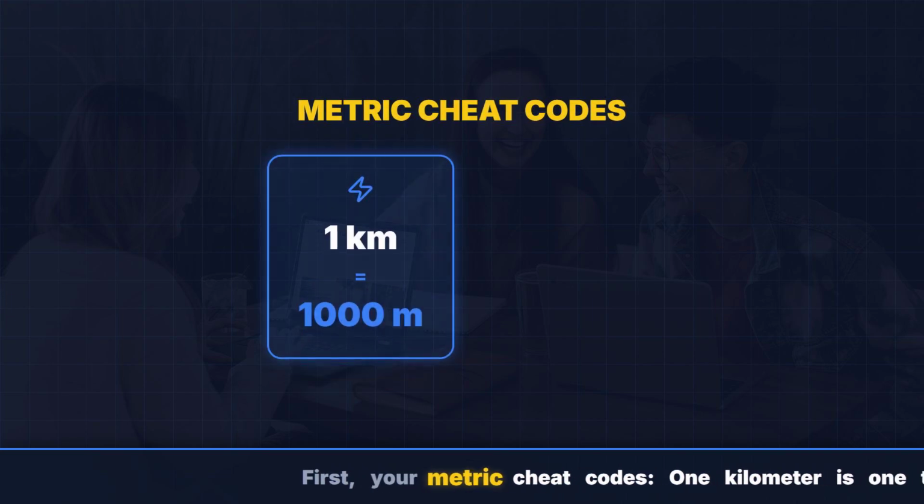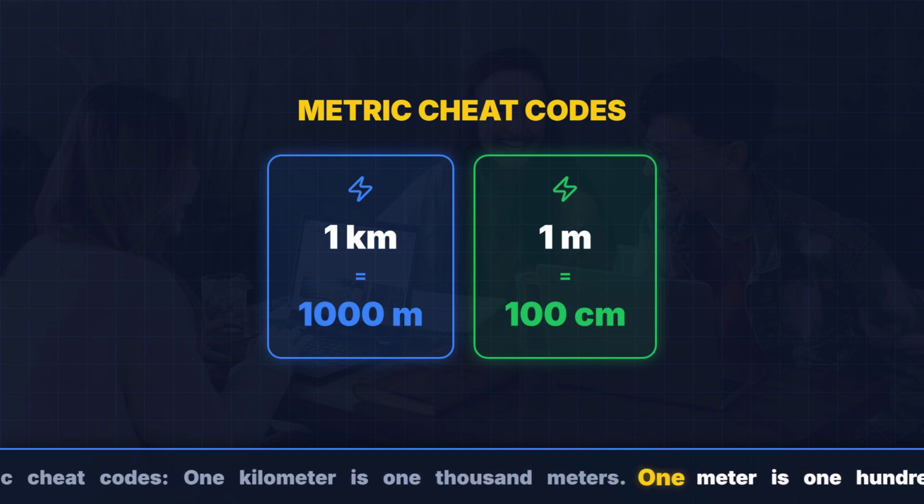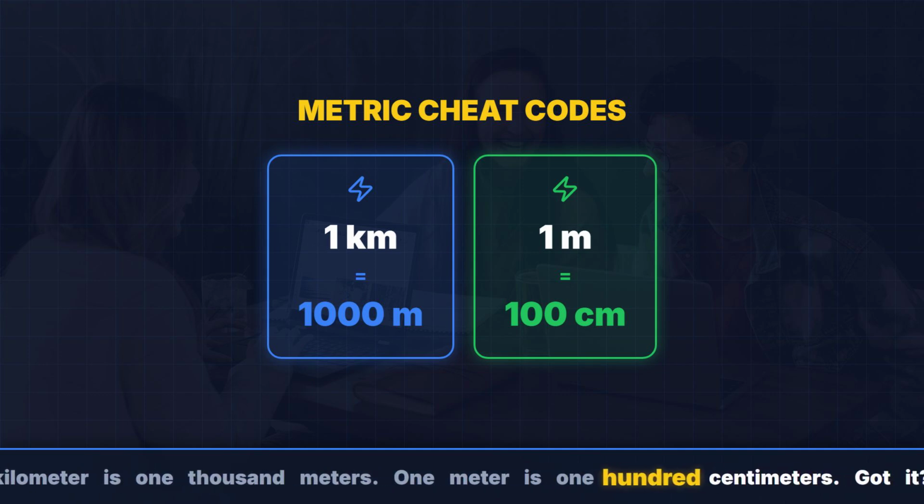First, your metric cheat codes. 1 kilometer is 1,000 meters. 1 meter is 100 centimeters. Got it? Let's go.